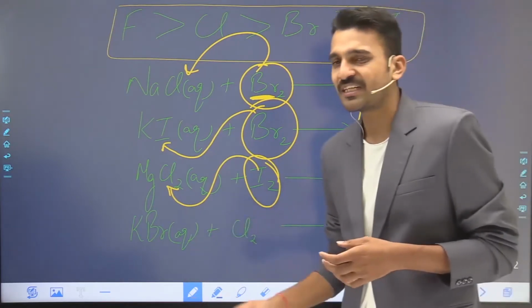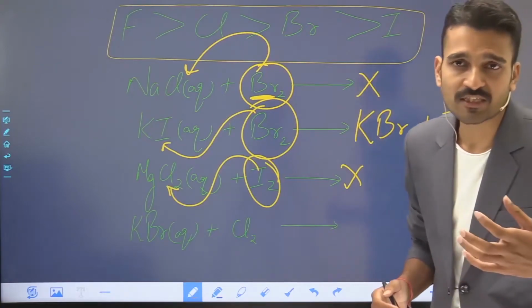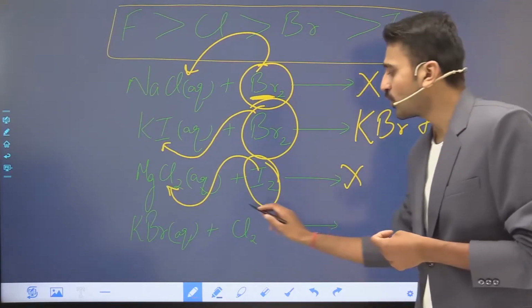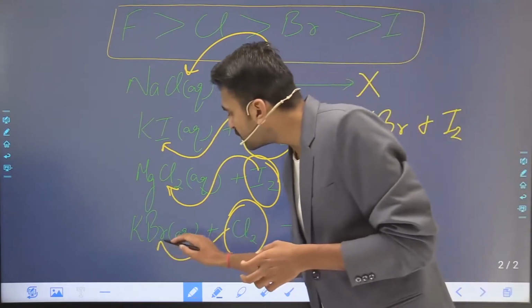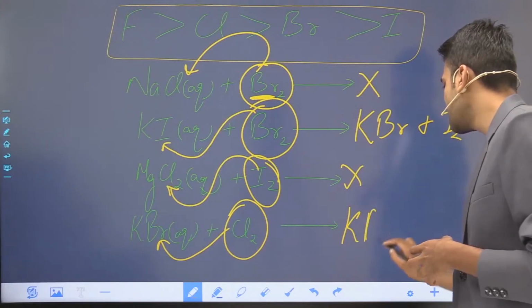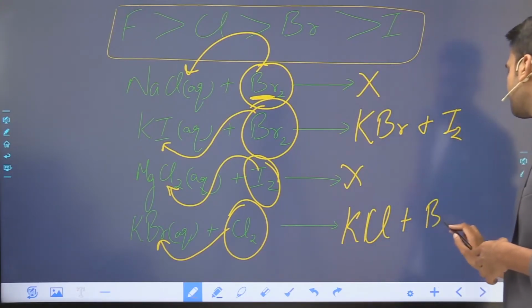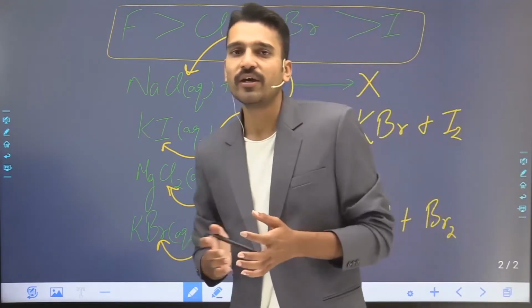Moving to the fourth reaction, that is KBr on reacting with chlorine. Will this reaction proceed? Let's find it out. So chlorine, which is more reactive than bromine, will displace bromine from its salt solution. So here it will form KCl plus Br2. So these are some of the examples that you have seen.